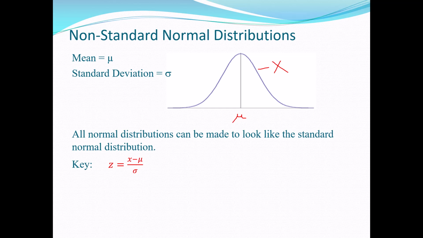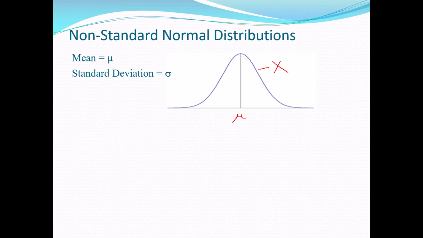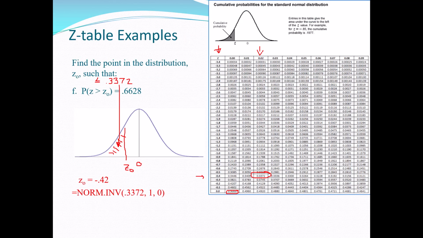Now let me let you in on a little secret here. Let's go back. Let's see if I can go back. I'm trying to go back. Let's see. There we go. Here we go. So these tables, when I make normals look like standard normals, I'm going to be able to use this table. And I can use it for any normal distribution.